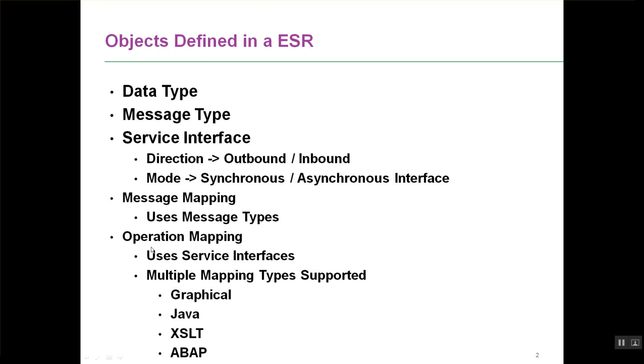Operation mapping is an encapsulation of the message mapping. And you use service interfaces in operation mapping. There are multiple mapping types that PI supports. Graphical mapping, where you would use a drag and drop technique to do the mapping. You can write your mapping in Java. So if you're a Java expert, you can write a mapping in Java. If you're an XSLT or XML transformation expert, you can write XSLT mapping. If you're an ABAPer, you can also write ABAP mappings. The underlying fact being that multiple mapping types are supported, and in this first exercise that we are going to do, we are going to do a graphical mapping or a message mapping.